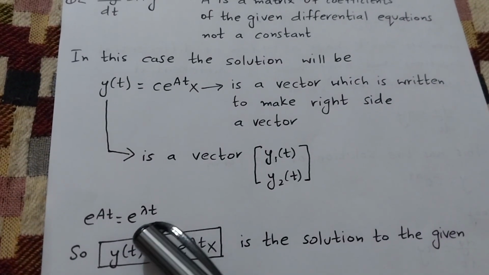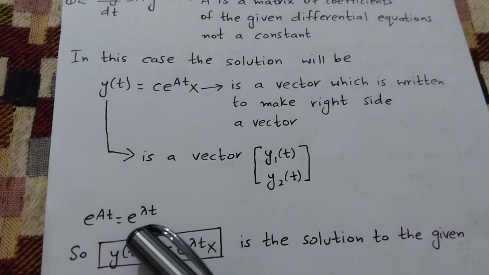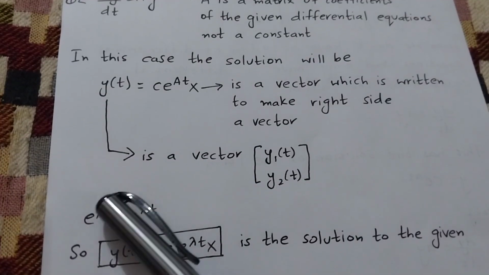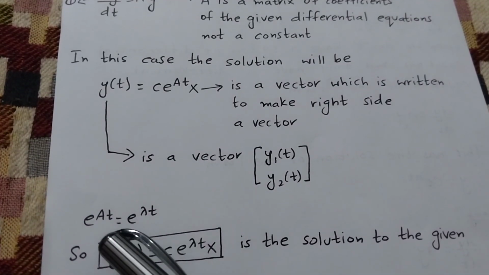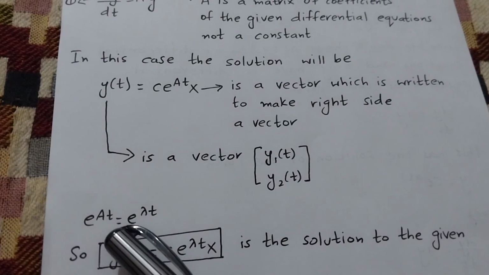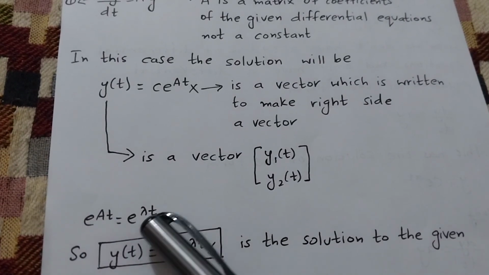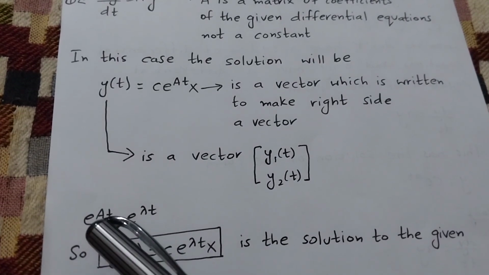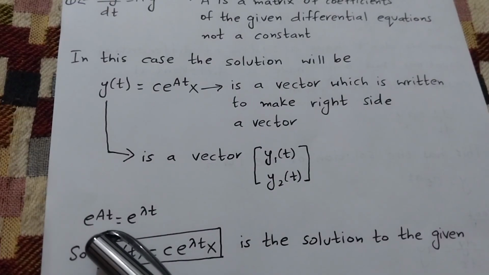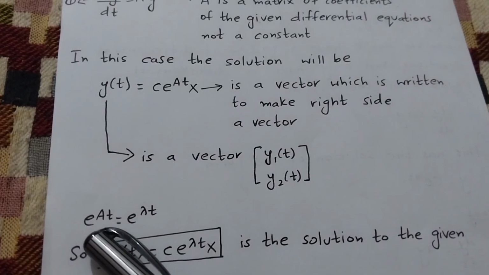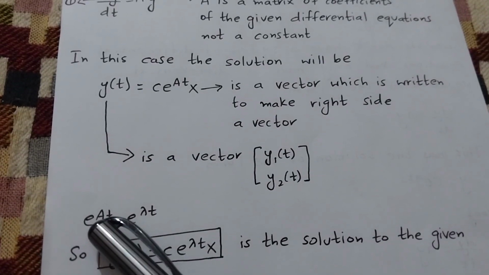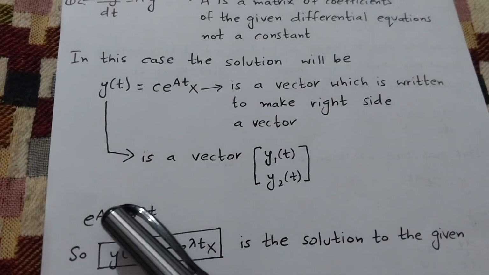I haven't yet understood this part: how e raised to power At translates to e raised to power lambda t. But the basic idea remains the same, that we use the e raised to power x series, and we use that with a matrix power.